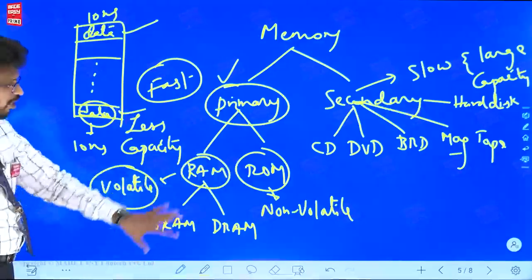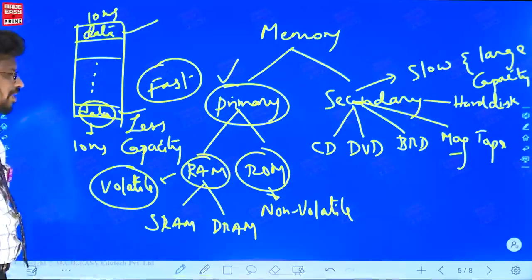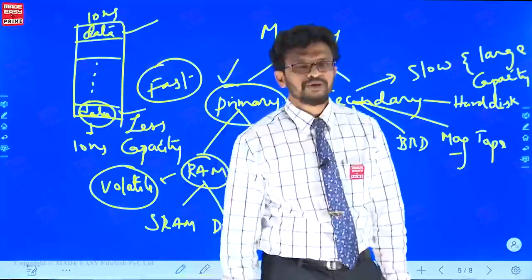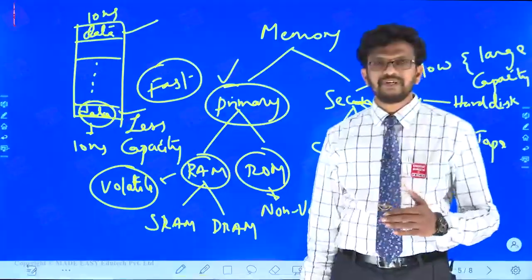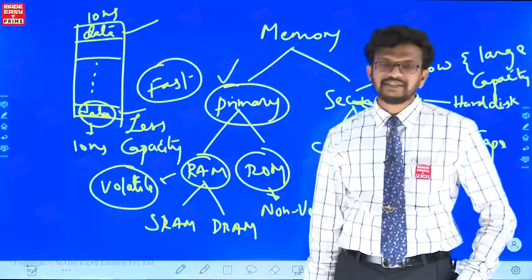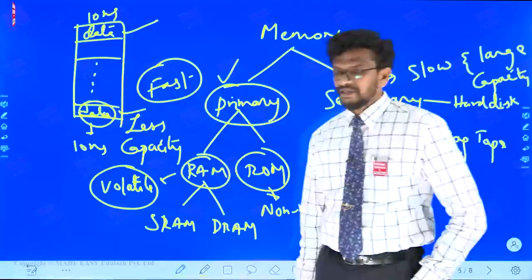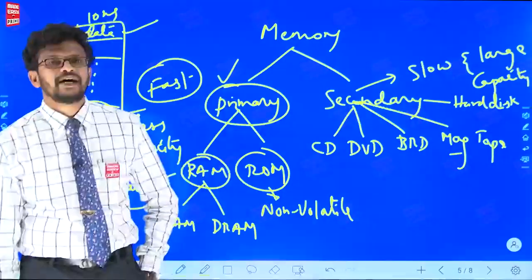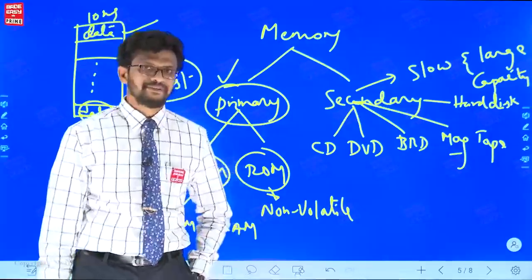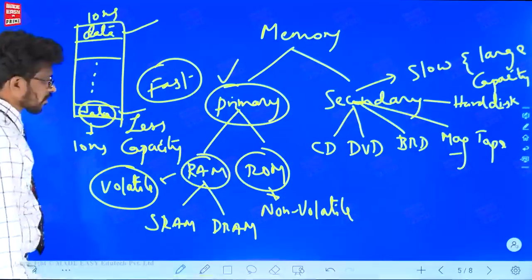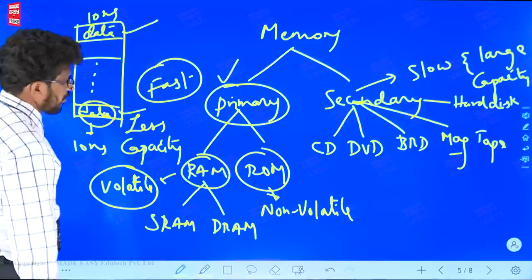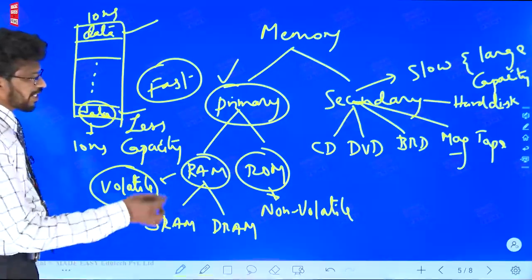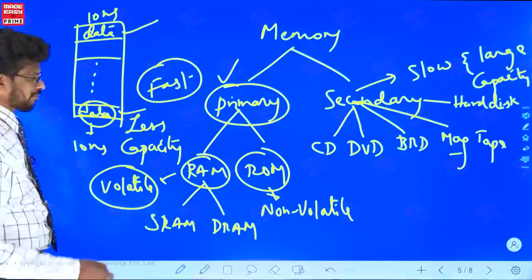We shall now discuss how a simple RAM memory can be organized. You can write this point: both RAM and ROM are random in accessing. That is, the time taken to access any memory location is the same. That is called random access memory. That is the meaning of random.